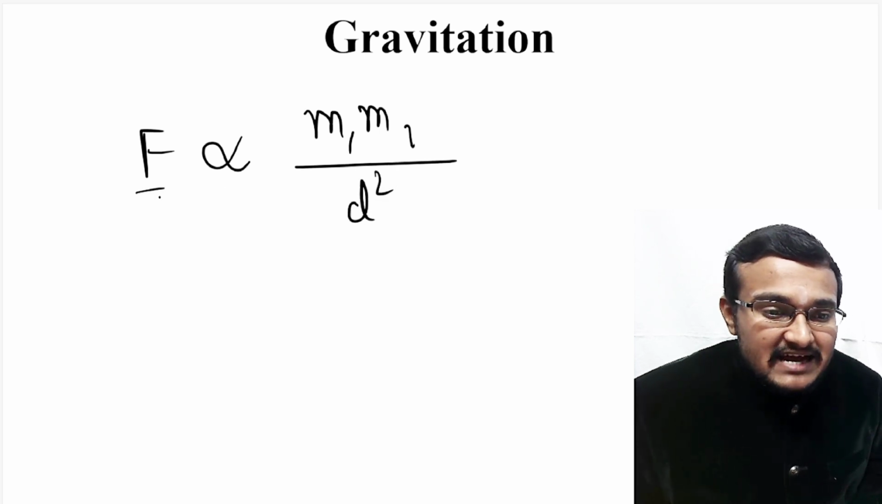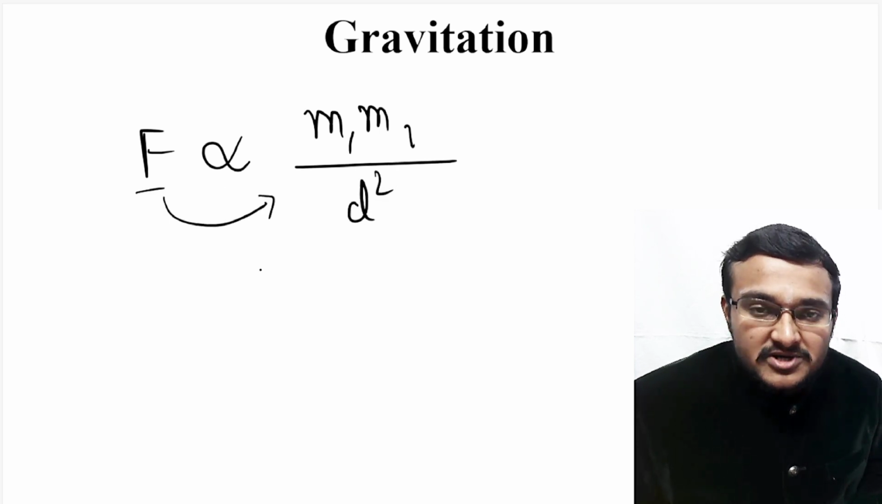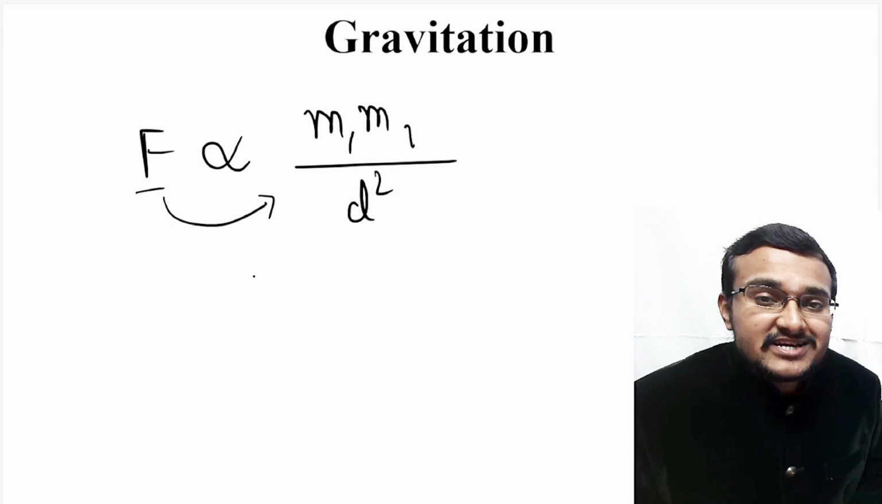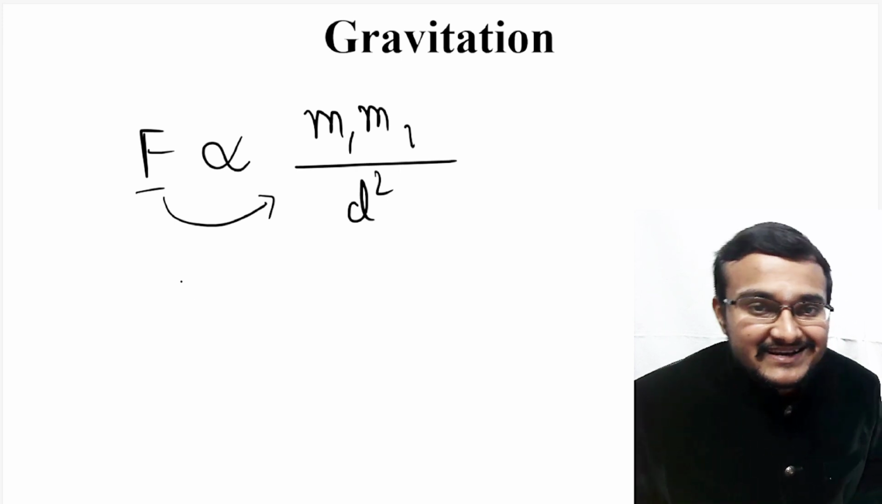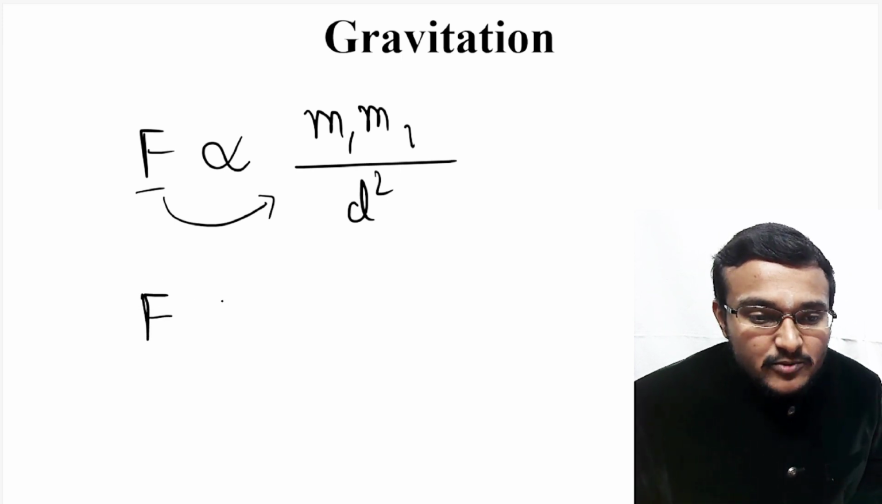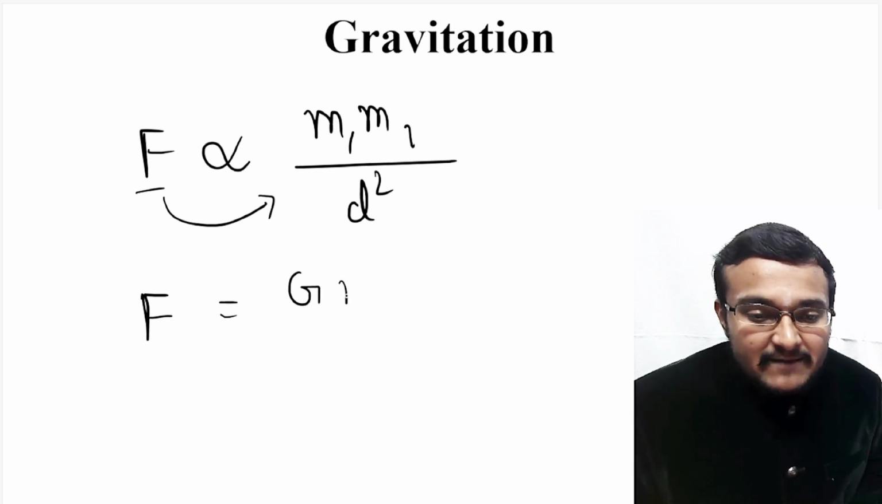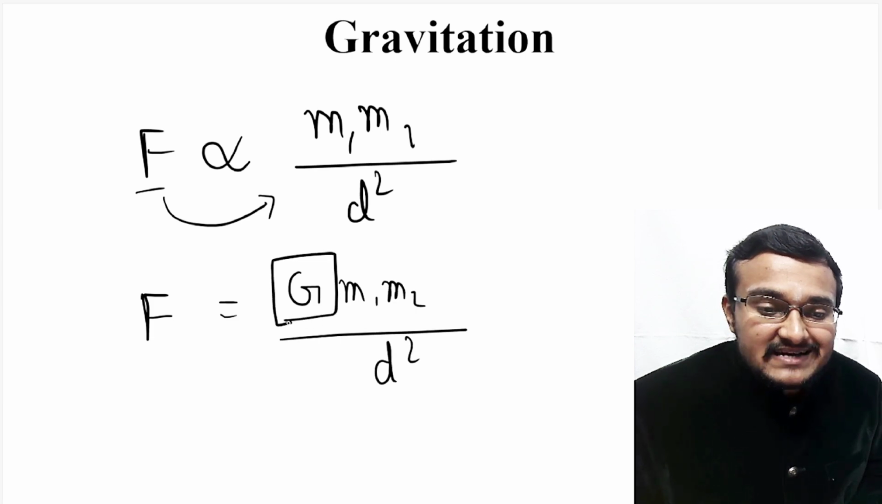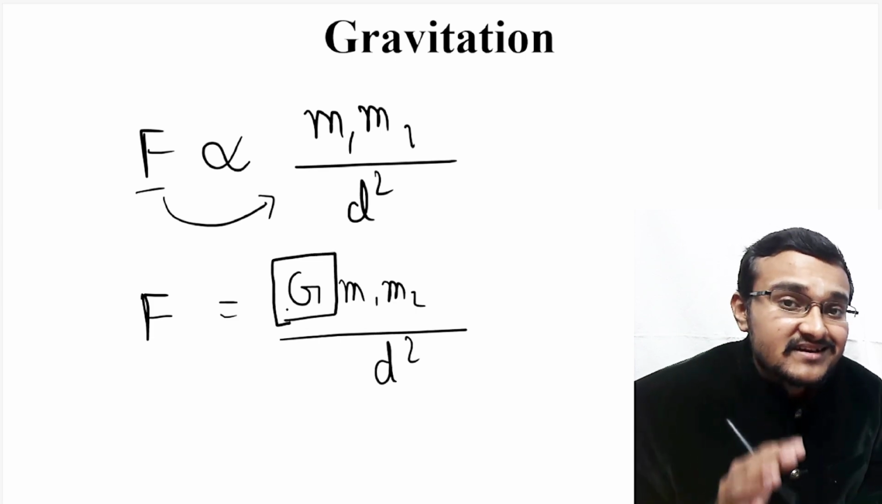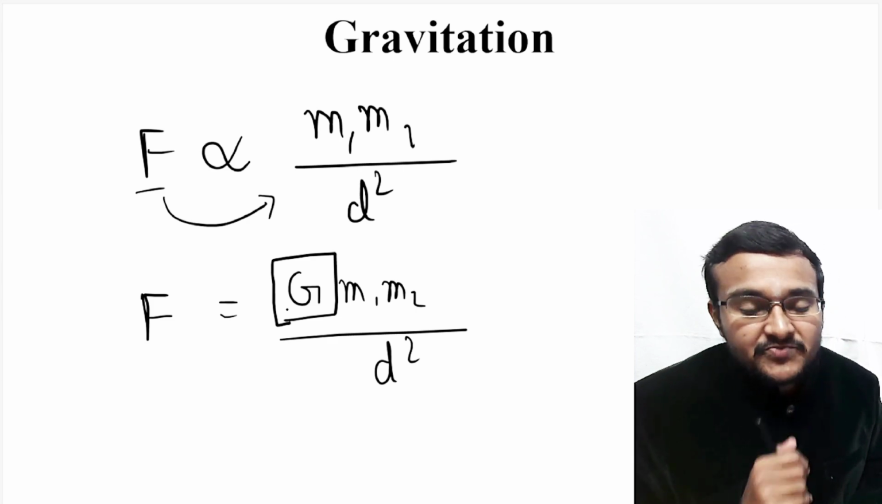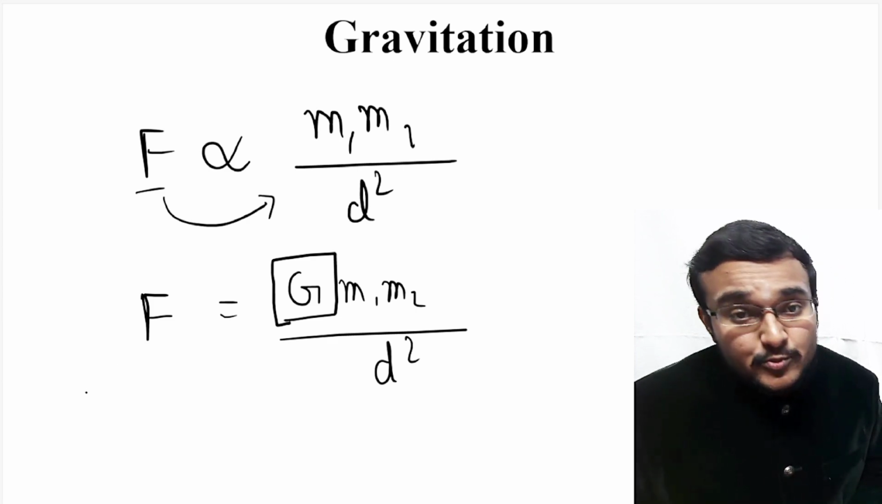So in order to make this gravitational force equal to this particular term, you should introduce a proportionality constant. So Newton came up with a proportionality constant named capital G, so F equals G m1 m2 divided by d square. Here G is the proportionality constant for this gravitational force. Now how to calculate the proportionality constant?